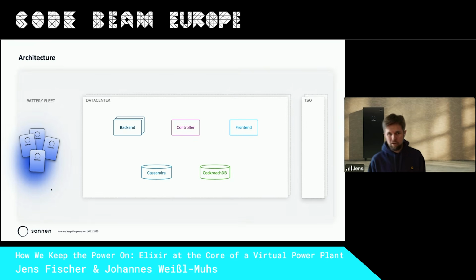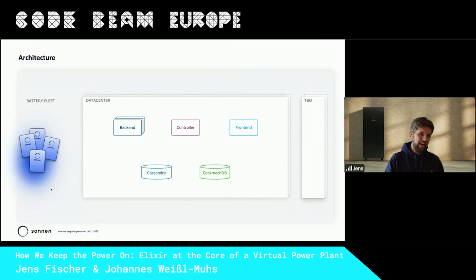Then you have the backend itself. This is the main entry point for the batteries. It provides a gateway for the batteries to connect. The backend is responsible for distributing the data streams I will talk about in other slides within the system. For the backend, there are multiple instances of each service running in parallel for scaling and redundancy purposes.